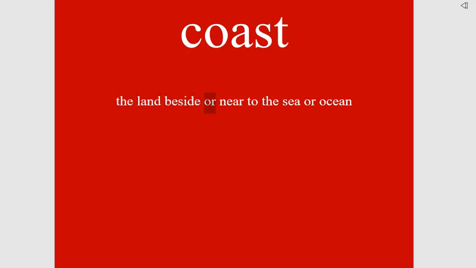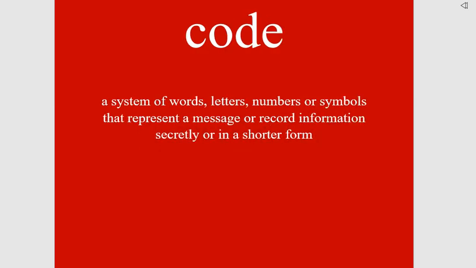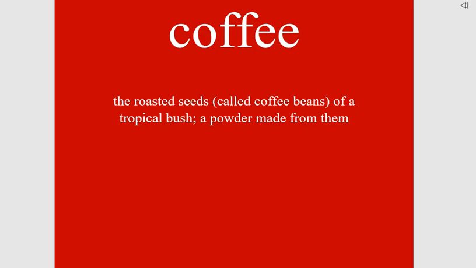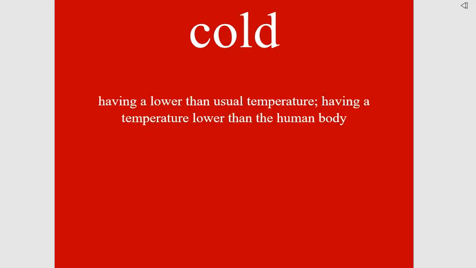Coast. The land beside or near to the sea or ocean. Coat. A piece of outdoor clothing that is worn over other clothes to keep warm or dry. Coats have sleeves and may be long or short. Code. A system of words, letters, numbers, or symbols that represent a message or record information secretly or in a shorter form. Coffee. The roasted seeds, called coffee beans, of a tropical bush, a powder made from them. Coin. A small flat piece of metal used as money. Cold.